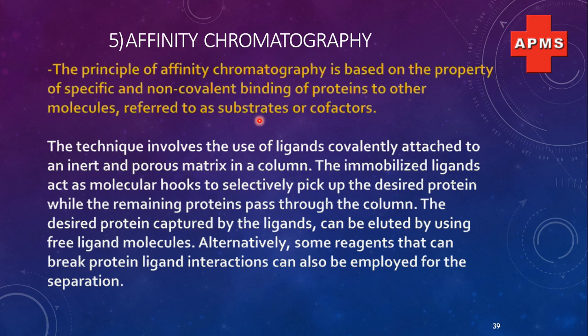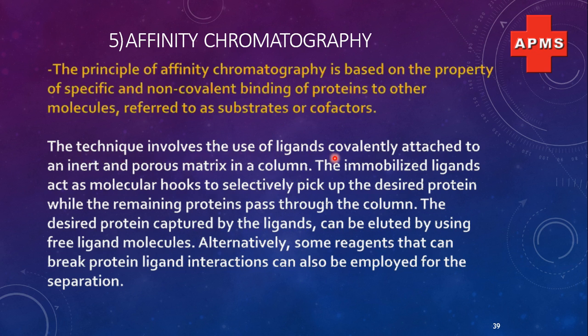Suppose we have more than one protein in our sample, 2, 3, 4, 5, 6. Suppose many different types of proteins are present in our sample, then one or two proteins, or we can say one protein, will be retained due to affinity to these substrates or cofactors which are present on our stationary phase. So here the actual interaction is not cationic or anionic or electrostatic, it is just a non-covalent binding of these cofactors or substrates towards these proteins.